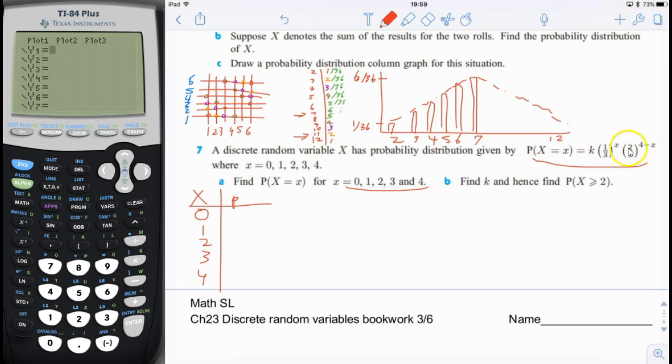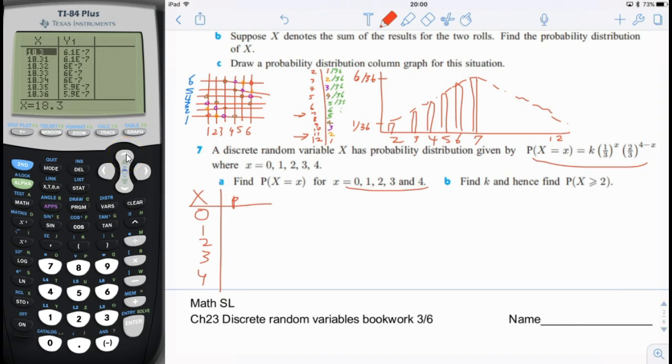Into y equals, I'm going to put the function, except I'm not going to put the k, because we don't know what k equals. So I'm going to put the rest of it. I'm going to put 1 divided by 3 to the x, times 2/3 to the 4 minus x. Okay. And then I'm going to look at the table of this function.